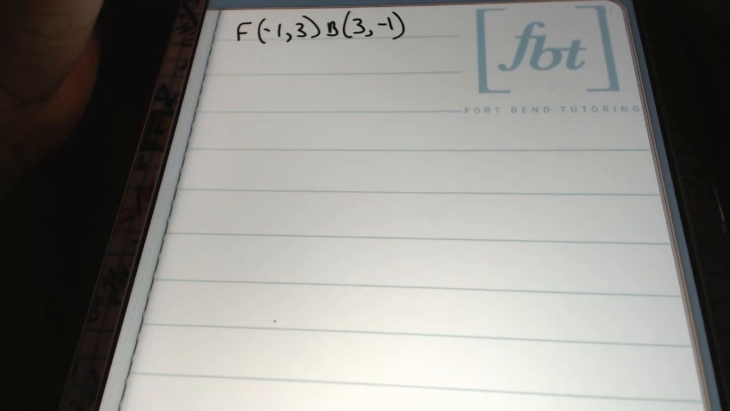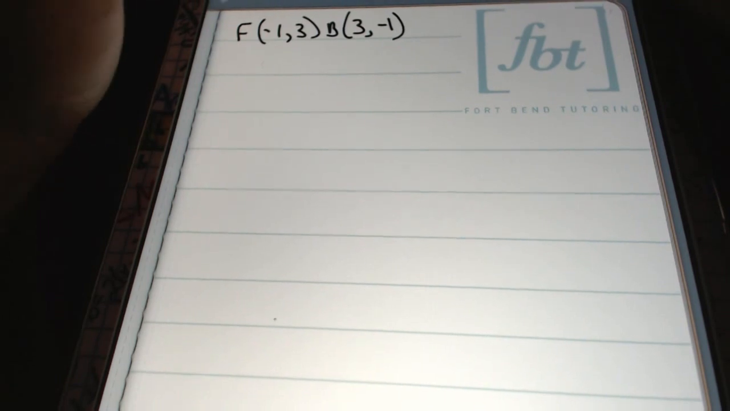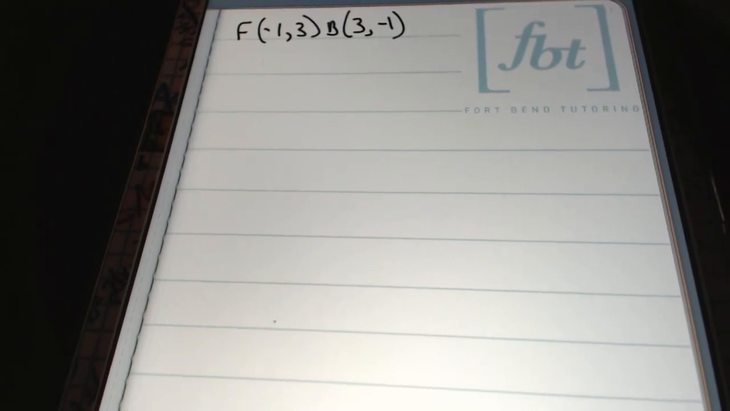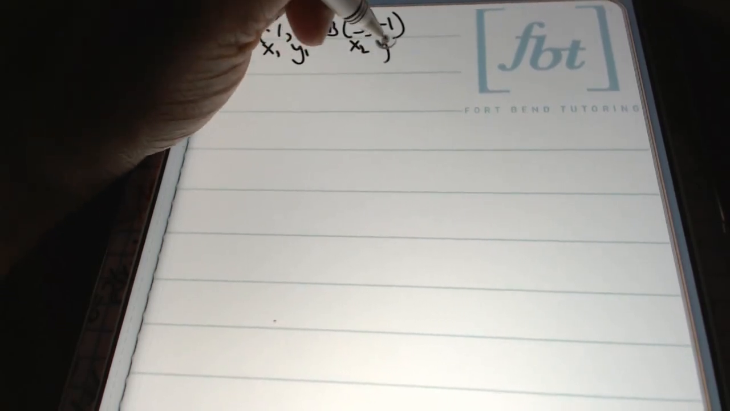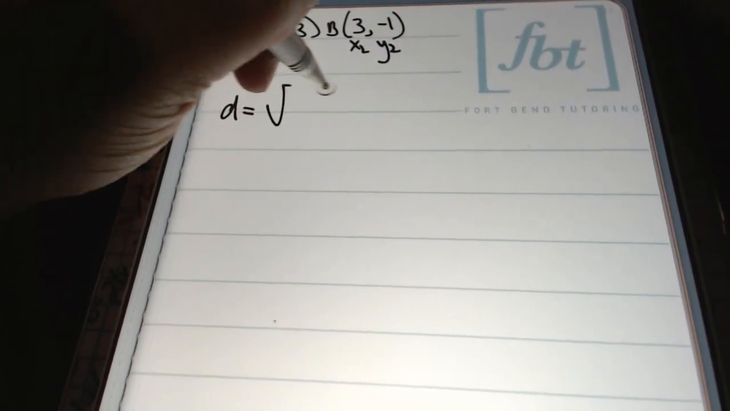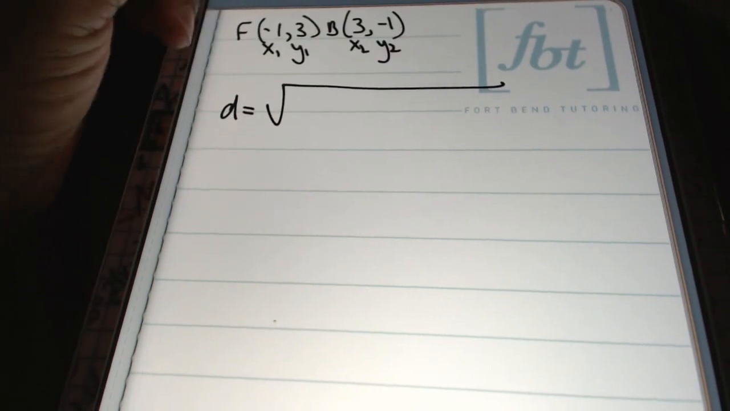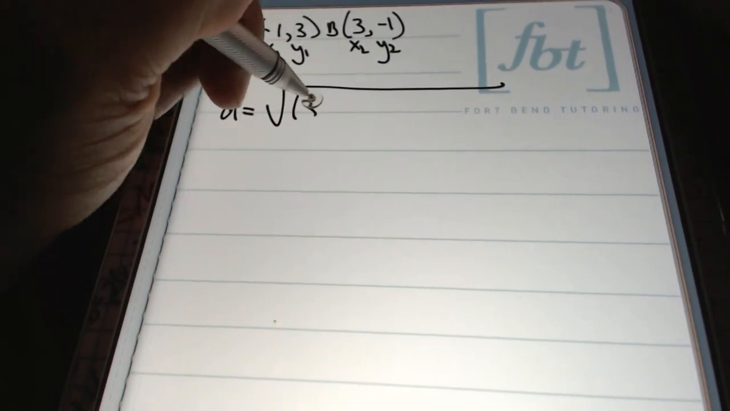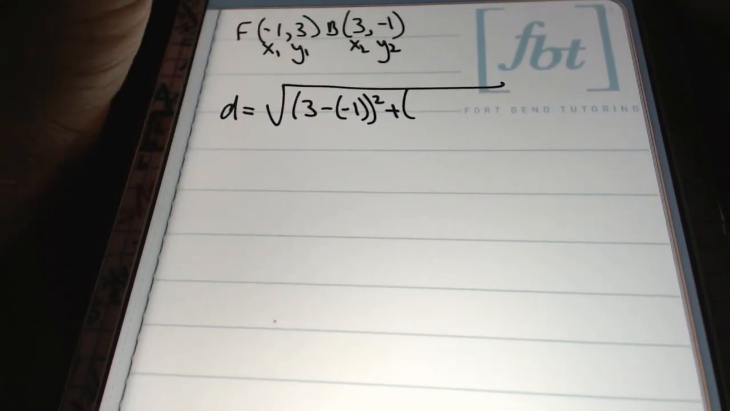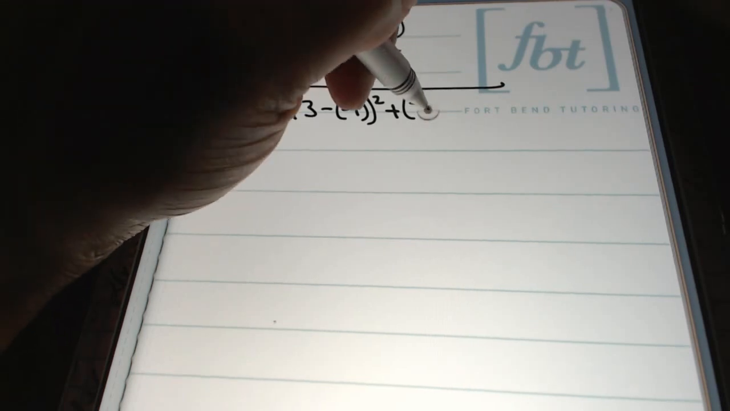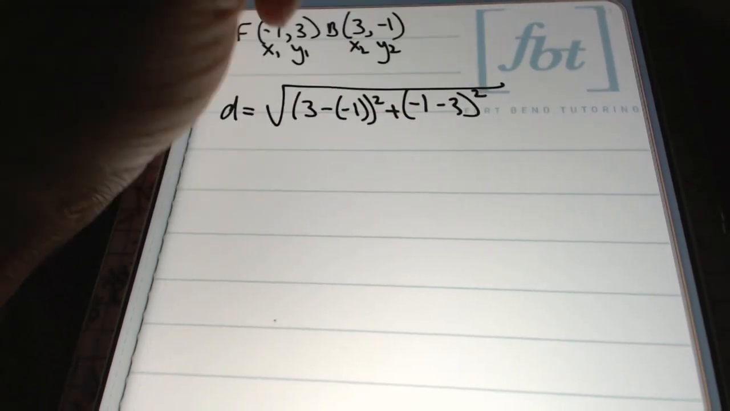Because remember, the radius is from a point on the circle to the center of the circle. So we know that F lies on the circle, and we just figured out that the center of the circle was at the point 3, -1. So we'll label this as x1, y1, x2, y2, and then plugging this into our distance formula that I had on the previous page there, we'll have x2, which is 3, minus x1, which is -1. We'll square that. Add to that the difference of the y values, which will be -1 minus 3, squared like so.